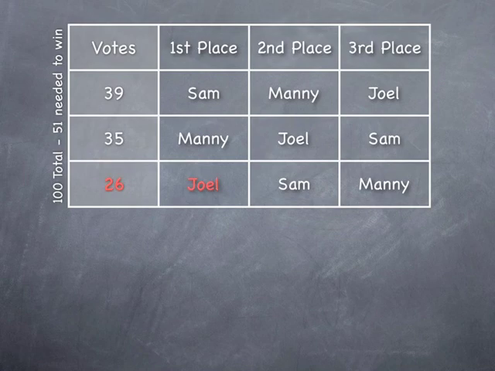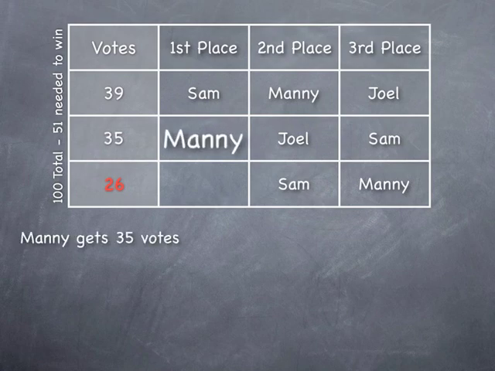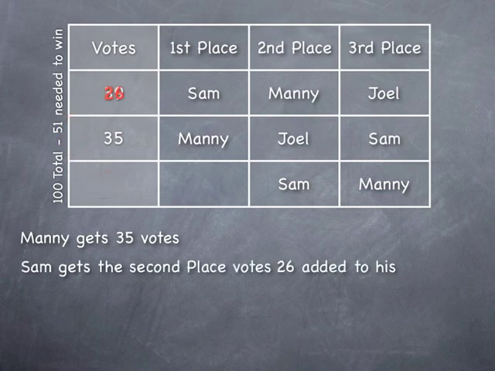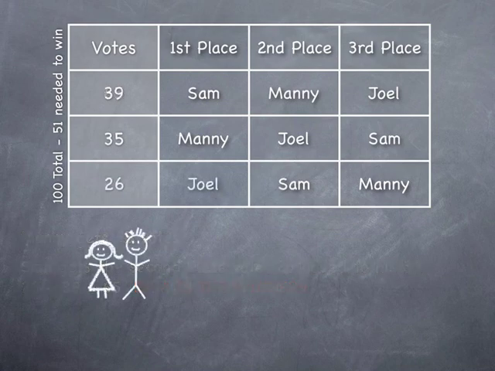Joel is the least favorite candidate with 26 votes. Therefore, he is eliminated. But the voters who supported Joel, their second choice was Sam, so their votes will ultimately be transferred to Sam. Manny gets 35 votes. Sam gets the second place votes from the Joel supporters, and they are added to his votes (26 plus 39 equals 65). That's the majority. Sam is the winner.